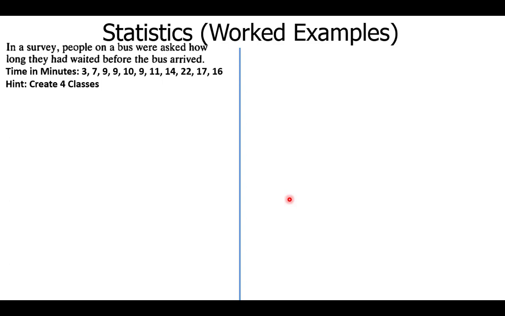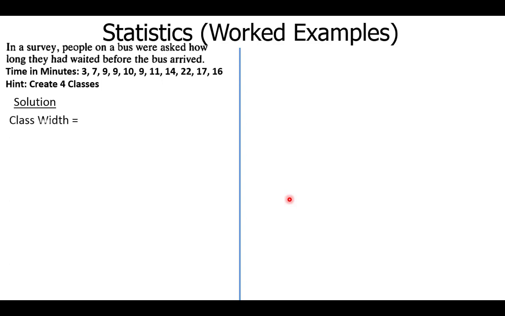people on a bus were asked how long they had waited before the bus arrived. The time in minutes is given. We have 3, 7, 9, 9, 10, 9, 11, 14, 12, 22, 17, and 16. Then we have a little hint that they said create 4 classes for this histogram. So the first thing we are going to be working out is our class width.